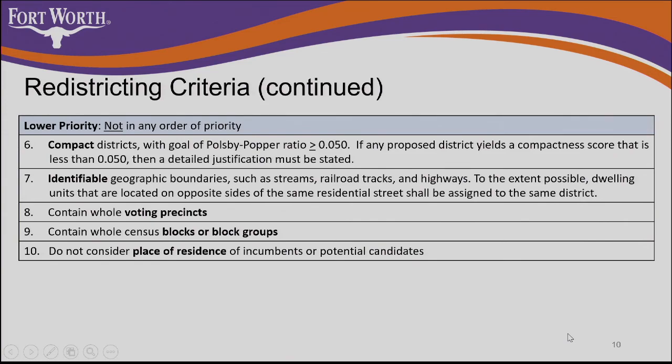Identifiable geographic boundaries, such as streams, railroad tracks, and highways, contain whole voting precincts within single districts, contain whole census blocks or block groups, and finally, do not consider place of residence of incumbents or potential candidates. This is actually different from the criteria that the City Council adopted for the post-2010 redistricting, because at that time they actually said that preserving incumbent constituent relations was one of the objectives, which is a way of preserving the electability of current council members. So that is something that we now intentionally seek to avoid.